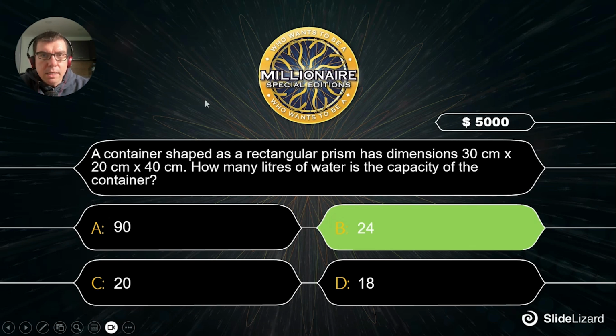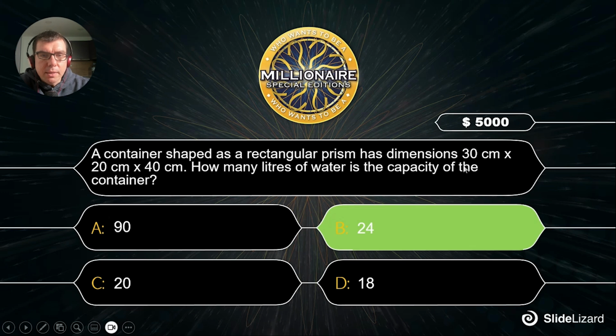Well, what is a liter? A liter is equivalent to 1 cubic decimeter of volume. Okay, so in order to find how many liters, we simply convert those dimensions from centimeter to decimeter by dividing them by 10. So 30 centimeters would be 3 decimeters. Here we'll have 2 decimeters, here we'll have 4 decimeters, right?